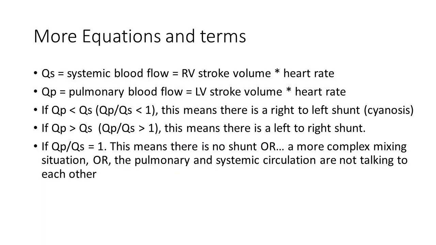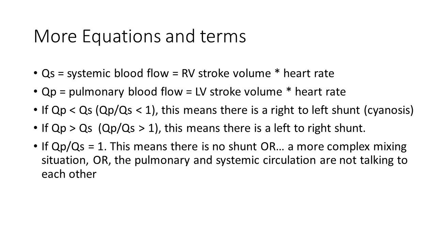More equations and terms. QS is, we just refer to QS as systemic blood flow. I've got these wrong. It's the LV stroke volume times the heart rate, and QP is the pulmonary blood flow. It's the RV stroke volume times heart rate. And I think in the next rendition, I'm going to have to correct this slide. It's amazing how you don't always see everything.